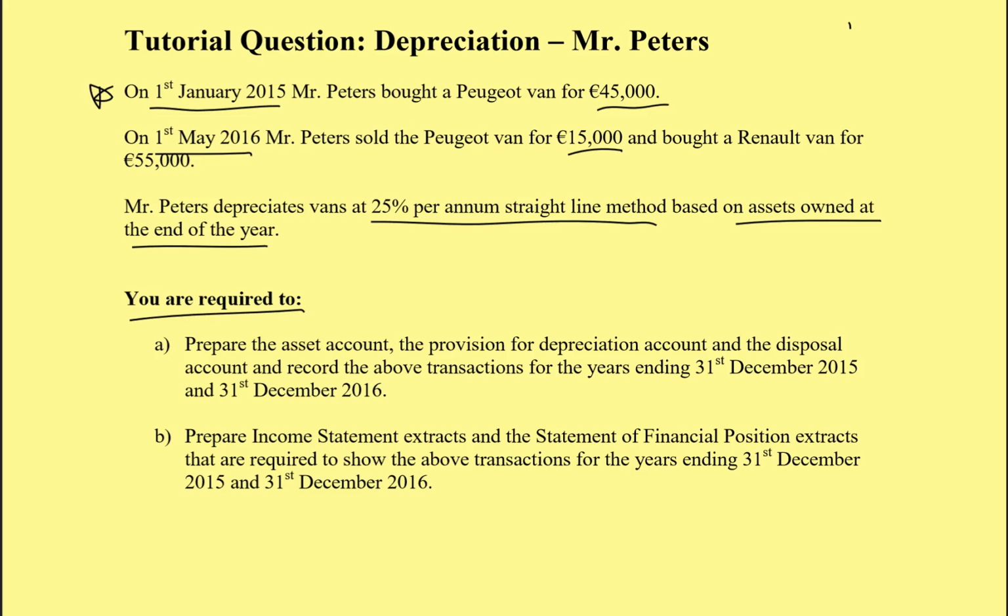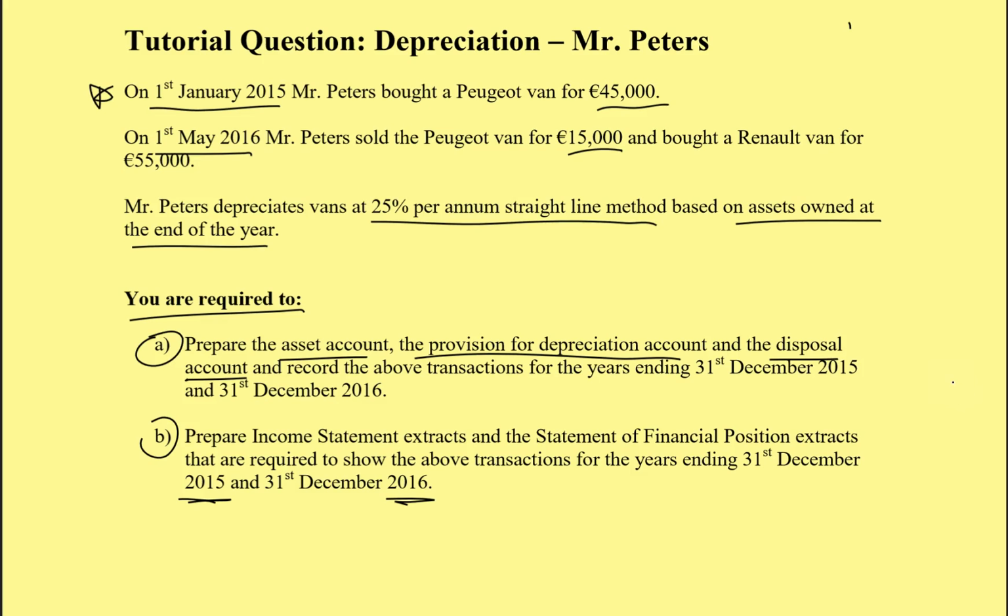Now, what are we asked to do? Well, we're asked to prepare the asset account, the provision for depreciation account, and the disposal account, and record the above transactions for the years ending 31st September 2015 and the 31st September 2016. And then also prepare income statement extracts and the statement of financial position extracts that are required to show the above transactions for the years ended 31st of December 2015 and 31st December 2016.